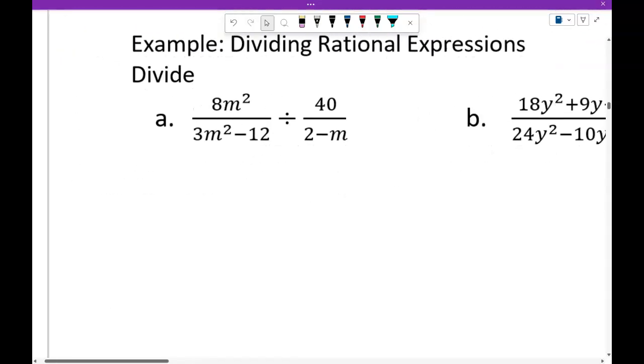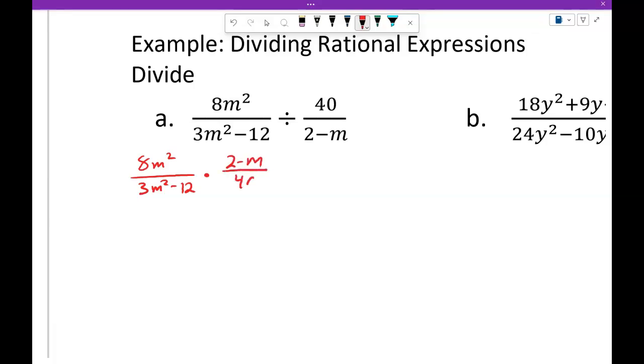So with our first problem here, we're going to go ahead and rewrite it as the product of the reciprocal. We change our division to multiplication, and we flip the numerator and denominator for the second fraction. We'll go ahead and look to see what we can factor. 8m squared, we'll leave that alone as the binomial. It might be useful to rewrite 2 minus m by factoring out a negative 1, so that we have m minus 2.